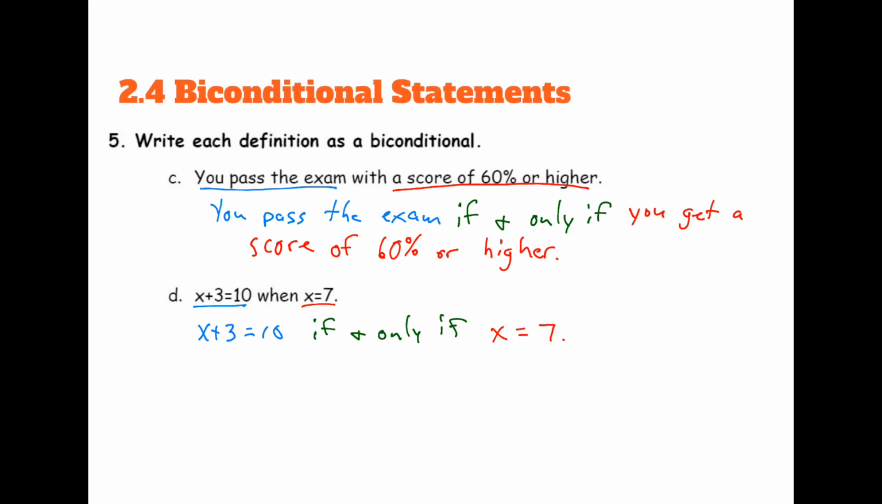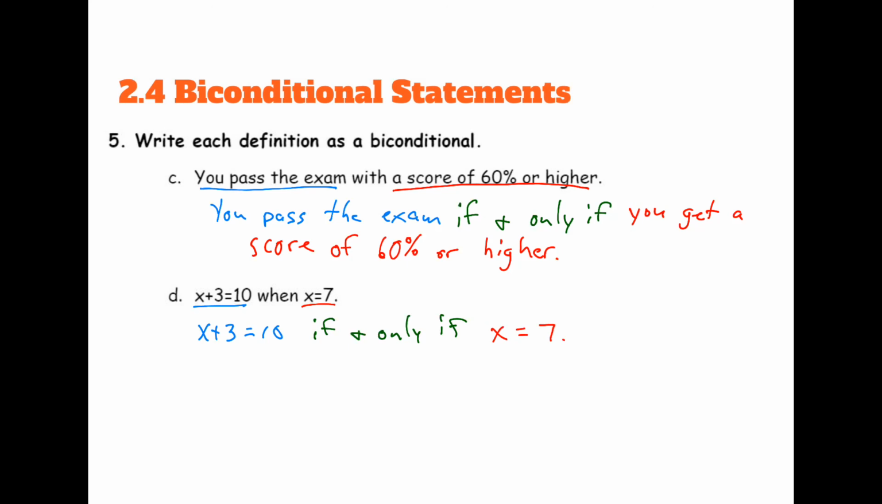All right, and the last 2 are here. Notice sometimes you do have to just add a couple extra words to make the sentence grammatically correct. That's cool. And if you ended up doing it a different way, that's fine, as long as you still have the pieces that are necessary in the right place. And then D, x plus 3 equals 10, if and only if x equals 7.